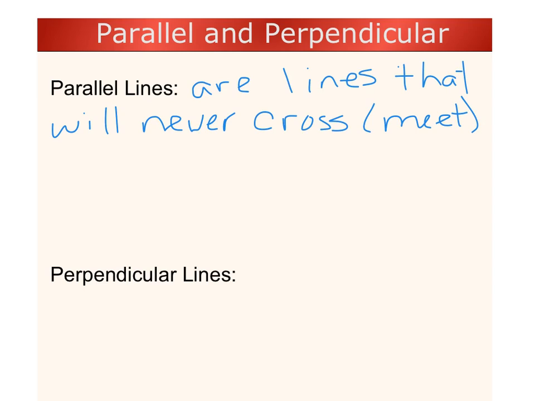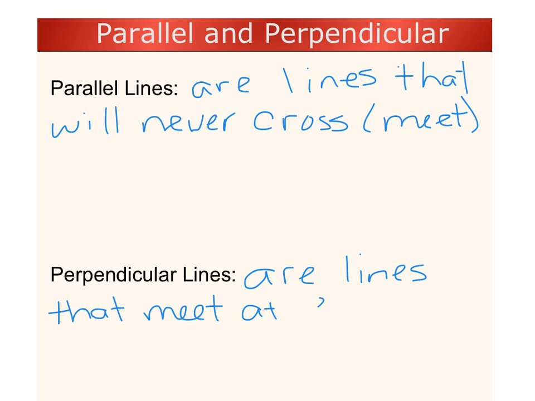Perpendicular lines are lines that meet at 90 degrees or a right angle. Okay, so parallel lines are lines that will never cross or never meet. Perpendicular lines are lines that meet at 90 degrees or right angle.